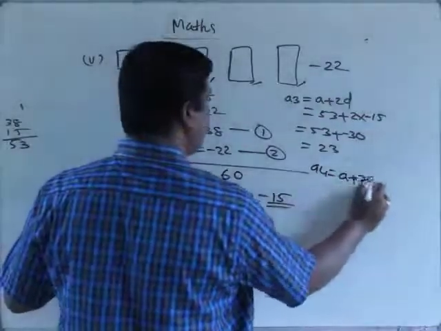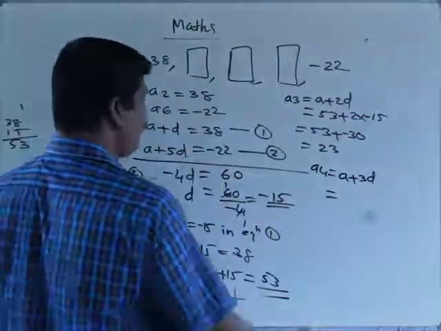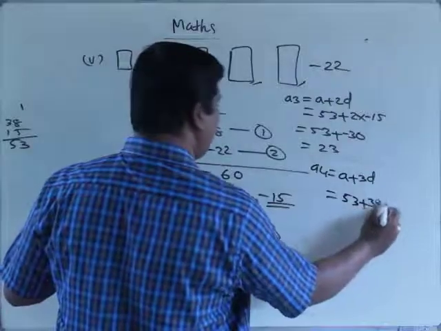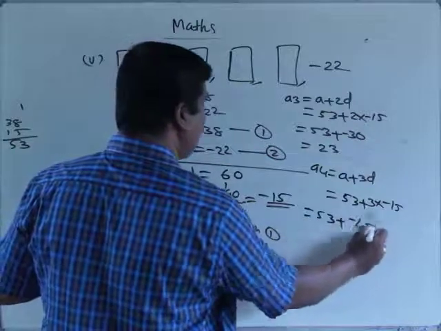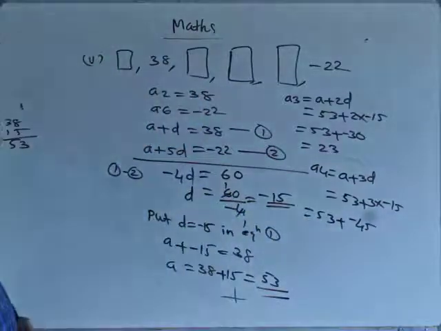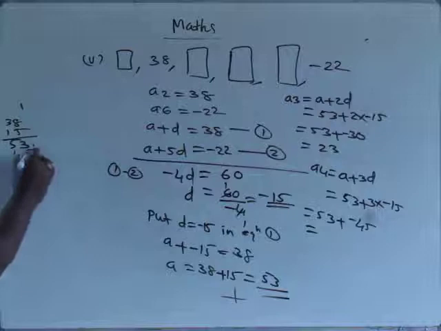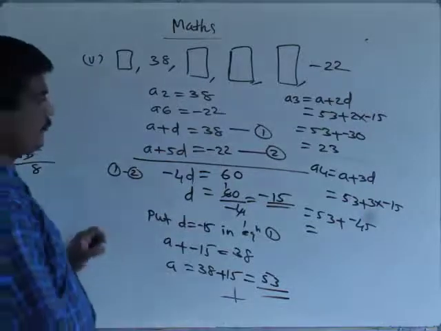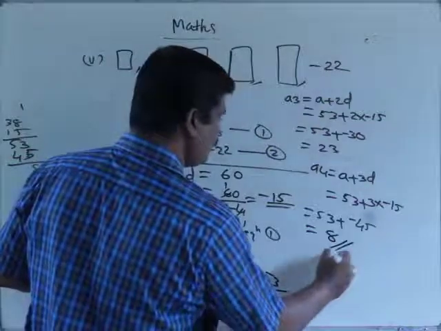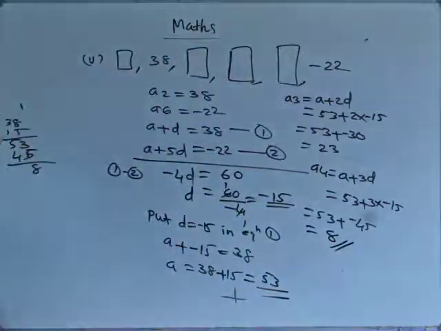A plus 3D, that is equal to A. What is A? A is 53 plus 3 into D. D is minus 15. Clear. So 53 plus minus 45. One is positive and the other is negative. So first take the difference of 53 and 45. What is the difference? 13 minus 5 is 8. Then here only 8. So 8 is the fourth term.